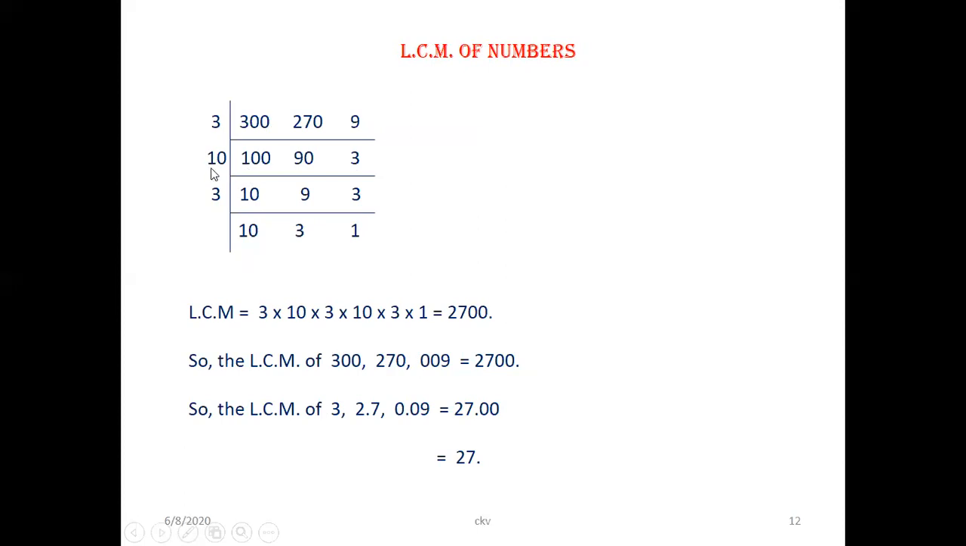Now I did division with 10, and the first two numbers are divisible by 10. I said in the second step, if two or more of the given numbers are divisible exactly by some number, you just divide those numbers by that number. Now 10 tens are 100, 10 nines are 90. Now if you take these three numbers 10, 9, 3, then 9 and 3 are divisible by 3 exactly.